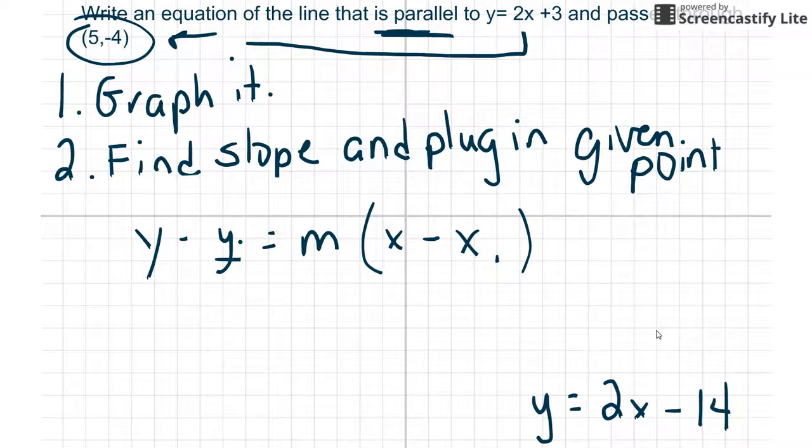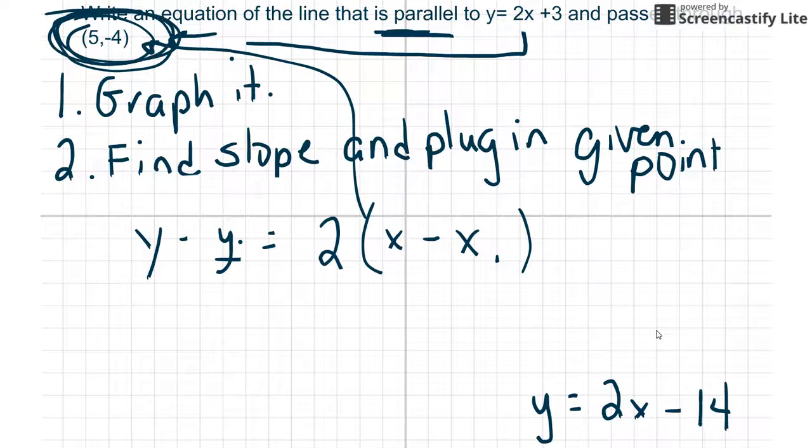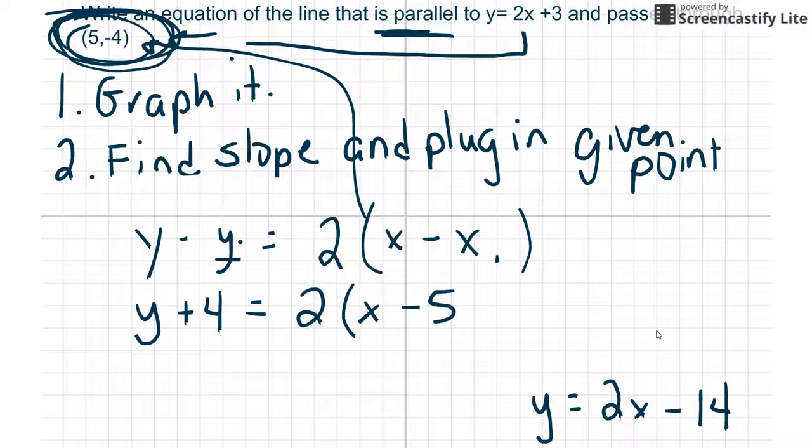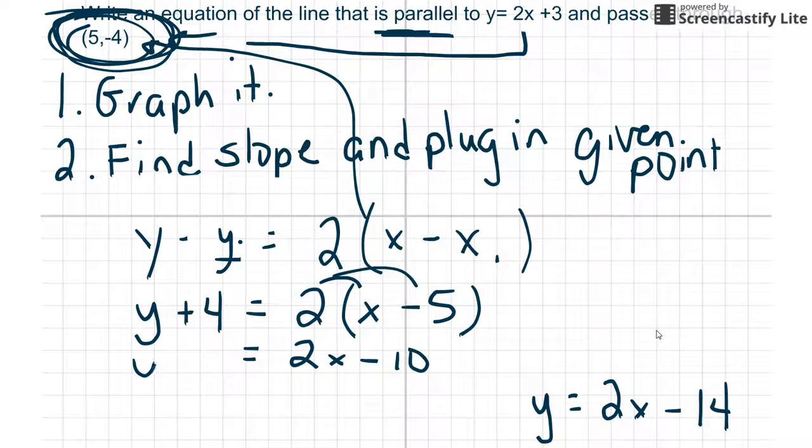So I'm going to want to make sure that I use a 2 for my m. So I'm going to replace the 2. Then the point it has to cross through is this one. So this has to be the point that I use for my point. So I'm going to have y plus 4, because minus a negative, and then 2 parentheses x minus 5. Go ahead and distribute. 2x minus 10 equals y plus 4.